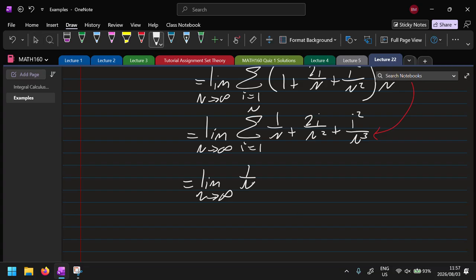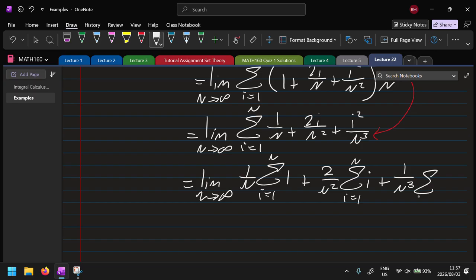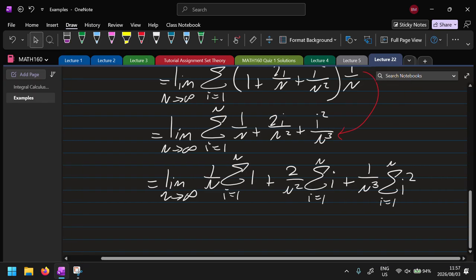Okay, so we end up with 1 over n, the sum i equals 1 to n of 1. Plus, for the next one, 2 over n squared. Nothing to do with i. We take it out. And the last one, 1 over n cubed, nothing to do with i, we take it out. So now we have 3 separate sums. If this was 4 terms, you'd have 4 sums. If it was 5 terms, you'd have 5 sums and so on. But we end up with this.